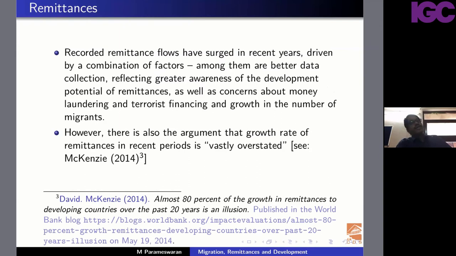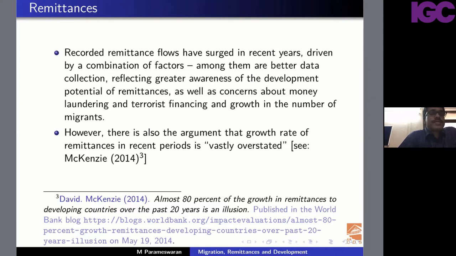Now here there is an issue. As we have already seen, the recorded remittances are increasing largely, and many reasons are attributed for this, among them better data collection and reflecting awareness of the developmental importance of remittances, as well as concerns about money laundering and terrorist financing. Here the important issue is that there is some discussion on the estimation of remittances. There are a lot of data issues, and these are discussed in one World Bank publication that we will see later.